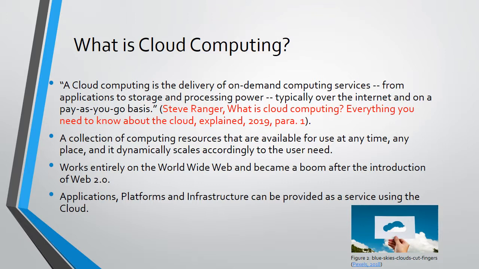Now, the cloud actually works entirely on the World Wide Web, meaning that you need to have a connection to the internet to access the cloud. And it became a boom after the introduction of Web 2.0, because Web 2.0 introduced a different aspect, which is data sharing and connectivity between users. So this actually was focused to create new applications on the web. Also, there are three different types of services that the cloud provides, which is applications, platform, and infrastructure, which I'll explain later on in a different slide.